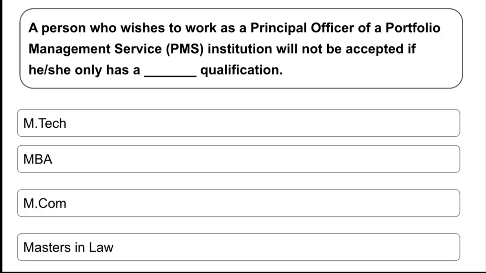A person who wishes to work as a principal officer of a portfolio management scheme institution will not be accepted if he or she only has a dash qualification. Options are A, MTech, B, MBA, C, MCom, D, Master in Law. And the correct answer is MTech.